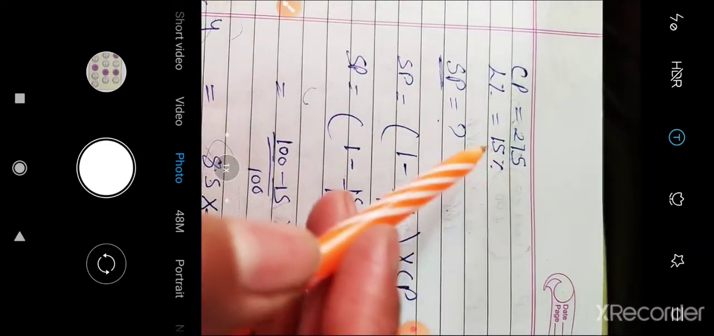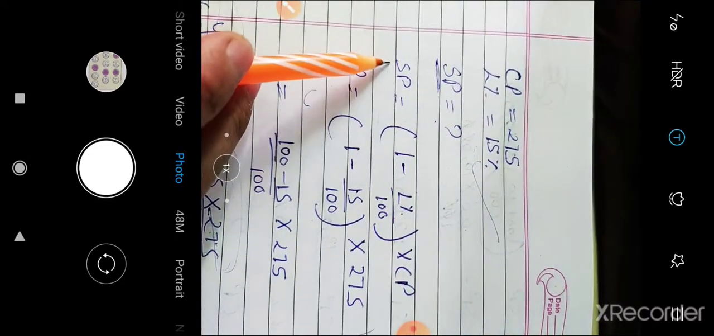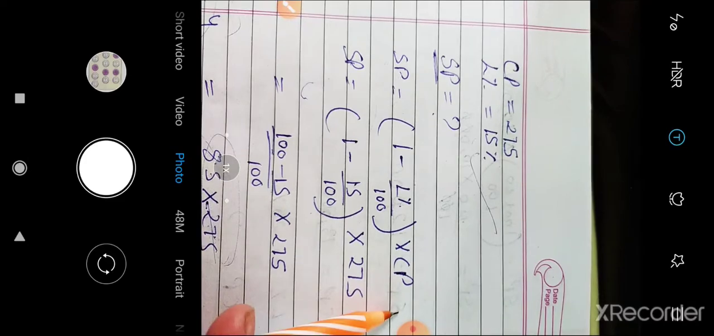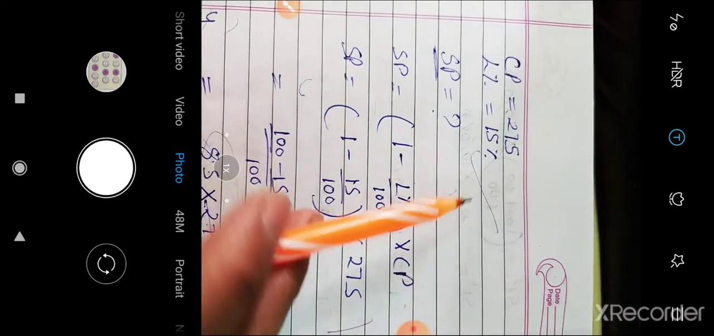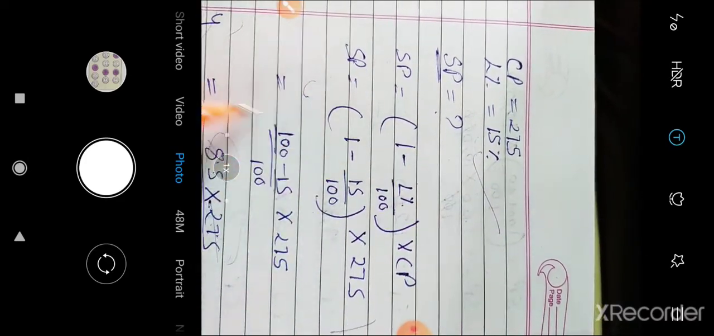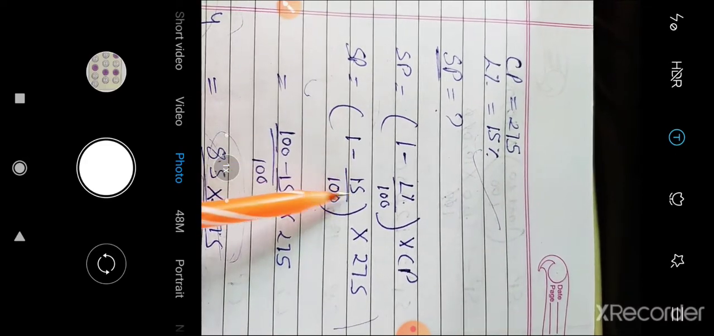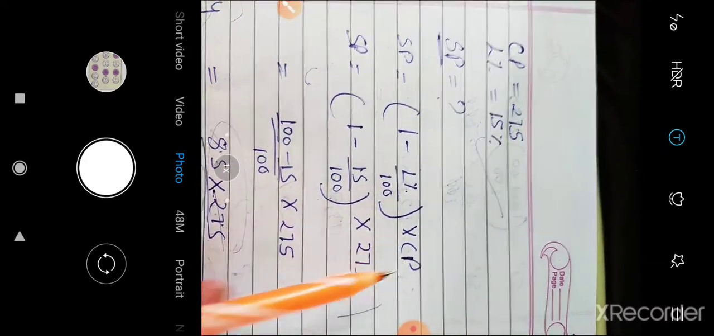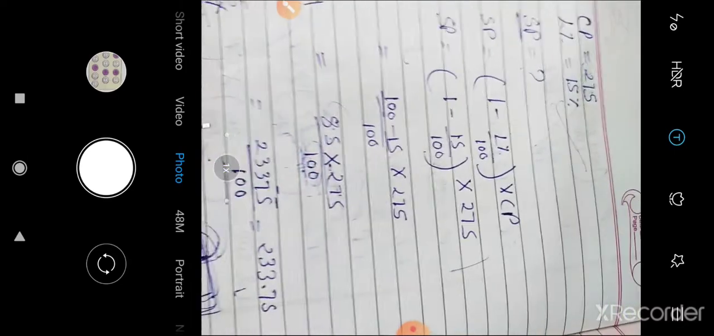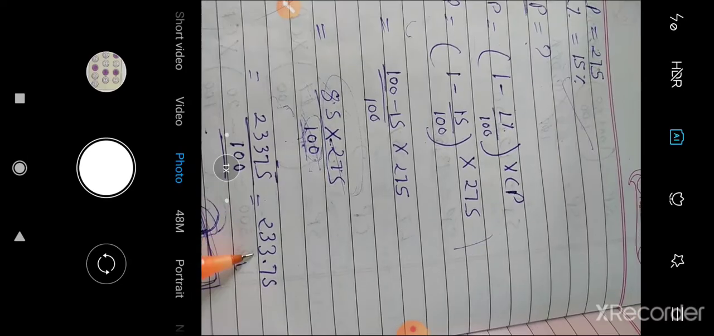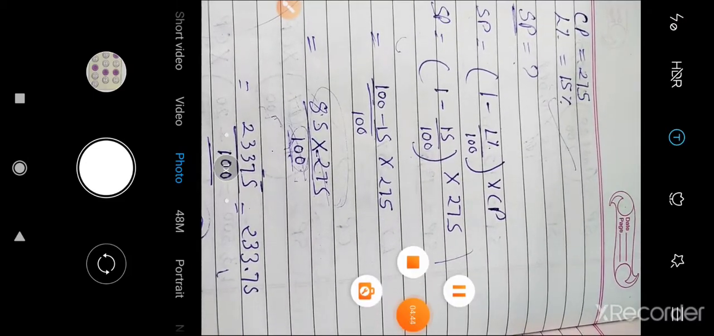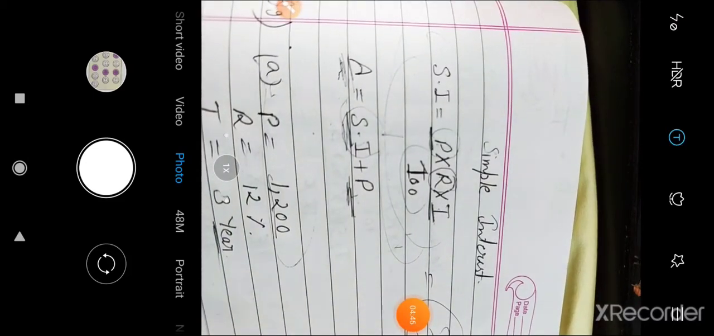When loss percent is given, we apply the formula SP is equal to (1 minus loss percent upon 100) multiplied by CP. After substituting all the values from the question, we have 1 minus 15 upon 100 multiplied by 275. It is the cost price of the book. After solving this, we have the answer 233 rupees 75 paise.